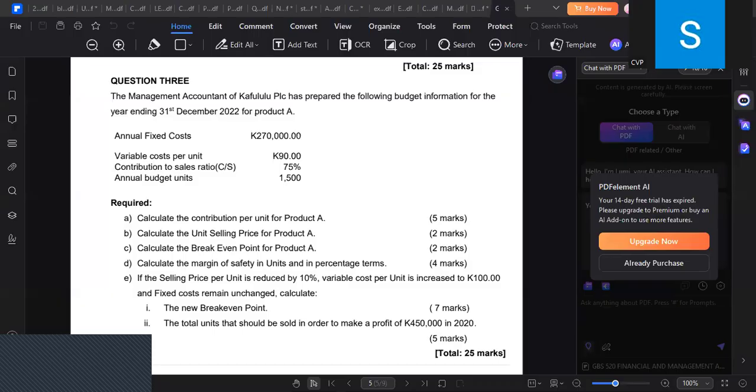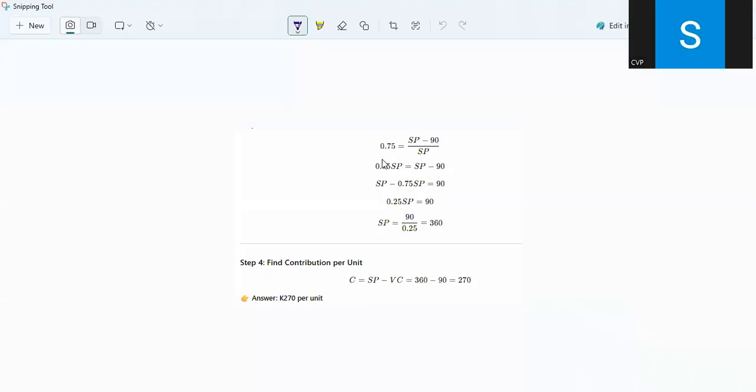So when you calculate this, selling price minus 90, you first multiply. Selling price times 0.75 on one side, and on the other side selling price minus 90. So this one goes this side and this one goes this side, we have 90 equals selling price minus 0.75 selling price. Here there's a 1, and 1 minus 0.75 is 0.25. Divide both sides: 90 divided by 0.25 is 360. So we know that contribution per unit is selling price minus variable cost. Our selling price is 360 and our variable cost is 90, so our contribution per unit is 270. Okay. This was one of the toughest questions under CVP. I'll need to do more questions on this.